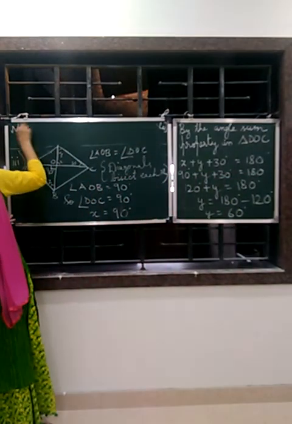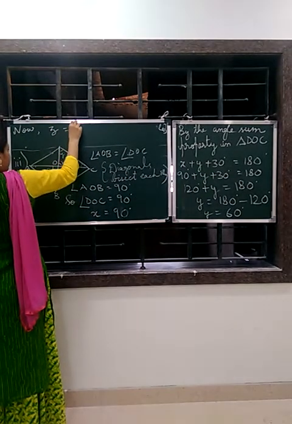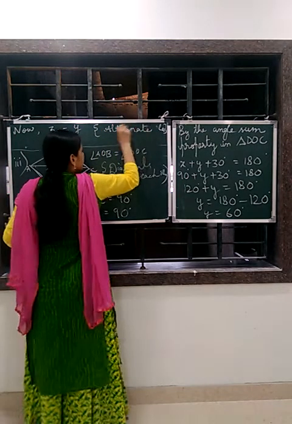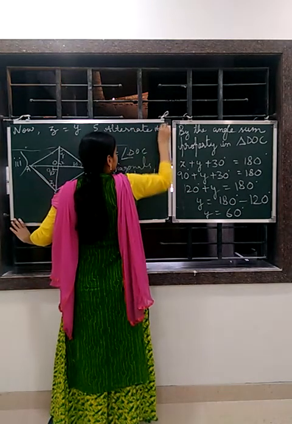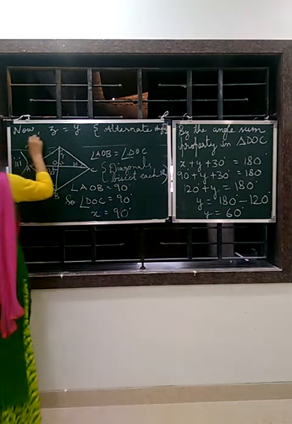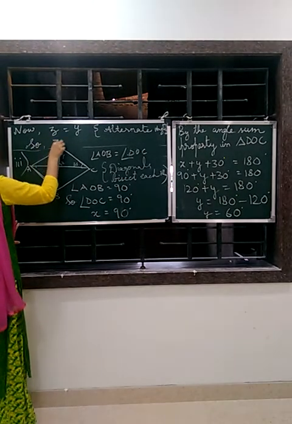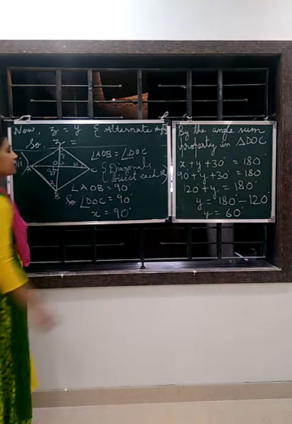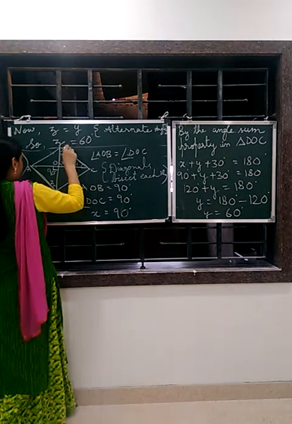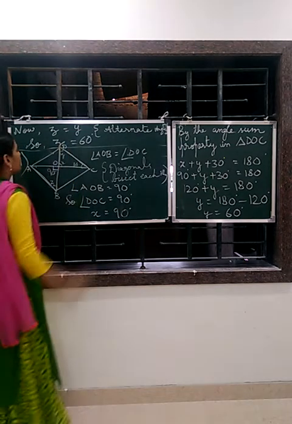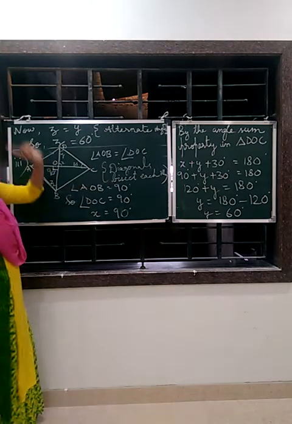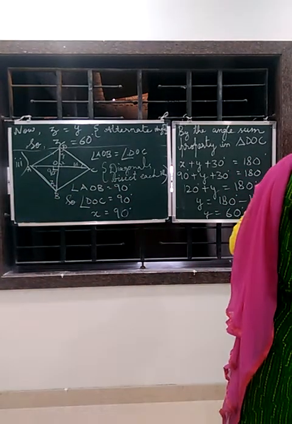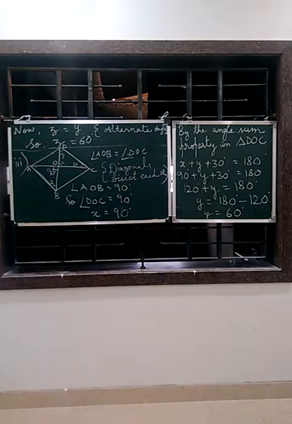Now z is equal to y because they are alternate angles. So whatever is the measurement of y will also be the measurement of z, and we have already found the measurement of y, that is 60. This was d. This point is d. So we found the value of x, then y, and then z. This completes the third part of the question. Now we go to the fourth part of the question.